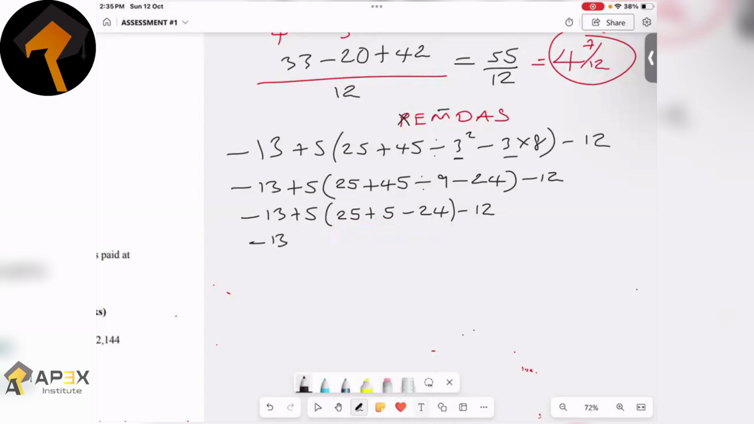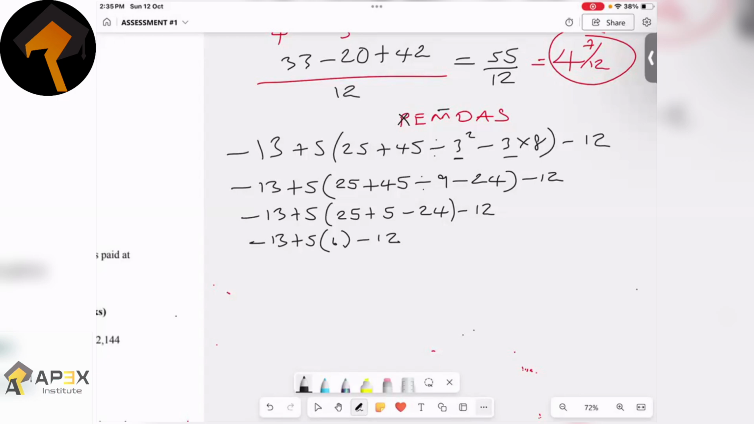So negative 13 plus 5, open bracket. We're going to finish working out what is in the bracket. And notice that I could remove this bracket and put a times sign, but I'm going to keep the bracket here, right? 25 plus 5 is 30, and 30 minus 24 is 6, minus 12. Quite a few students got to this position, and then they added the minus 13 to the 5.